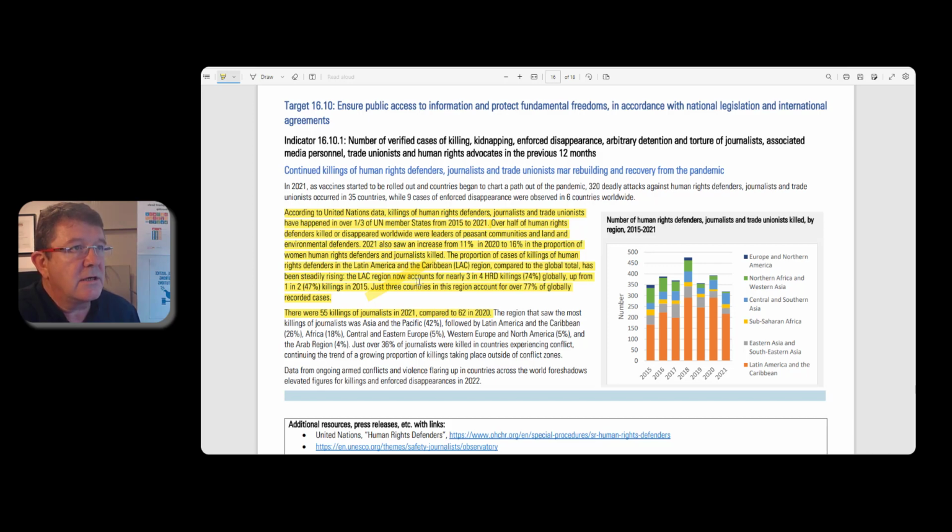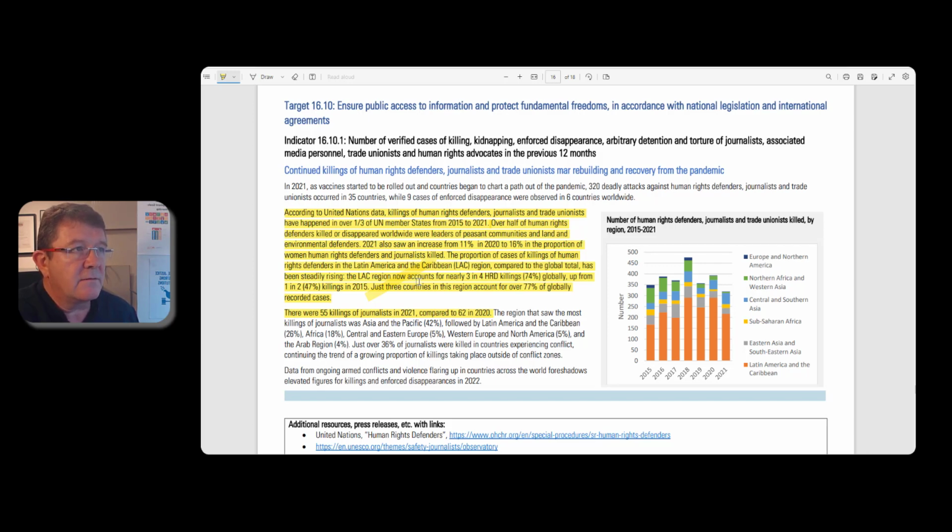According to the United Nations data, killings of human rights defenders, journalists and trade unionists have happened in over 1/3 of the UN member states from 2015 to 2021. So in over 1/3 of the member states there have been killings of people who are just trying to tell the truth and defend human rights. Over half of the human rights defenders killed or disappeared worldwide were leaders of peasant communities and land and environmental defenders. 2021 also saw an increase from 11% in 2020 to 16% in the proportion of women human rights defenders and journalists that were killed.